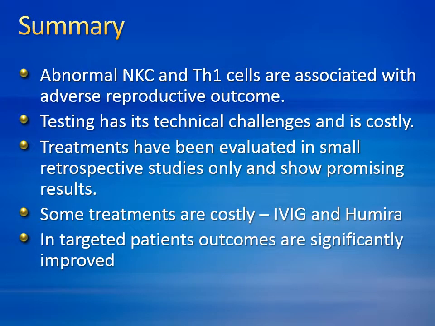In summary, abnormal natural killer cells and Th1 cell production are associated with adverse reproductive outcome. Testing is possible, but it does have its technical challenges and it is costly. Treatments have been evaluated in small retrospective studies only, but they do show promising results. And yes, some of these treatments that I've talked about are costly. IVIG and Humira are about $2,000 US per infusion for IVIG and per course for Humira. However, in targeted patients, the outcomes appear to be significantly improved.